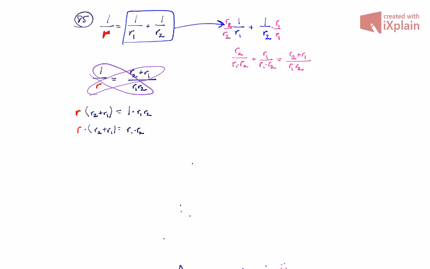Notice now the only thing that's standing in your way between finishing this problem is the multiplication between that r that you want by itself and that quantity. Well, we can divide by that quantity. So this now leaves us with r is equal to r sub 1 times r sub 2 all over r sub 2 plus r sub 1.